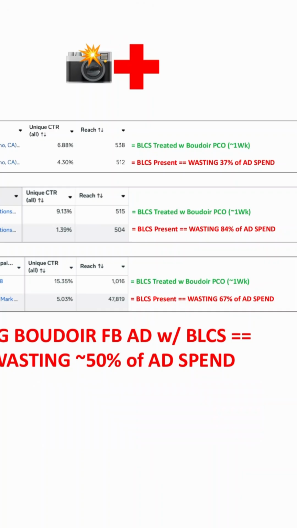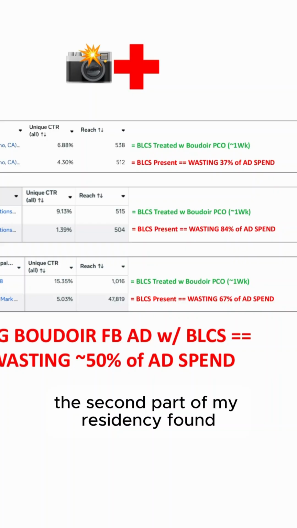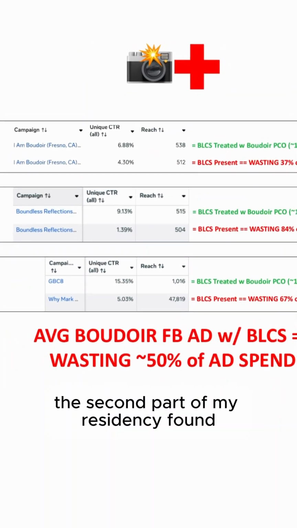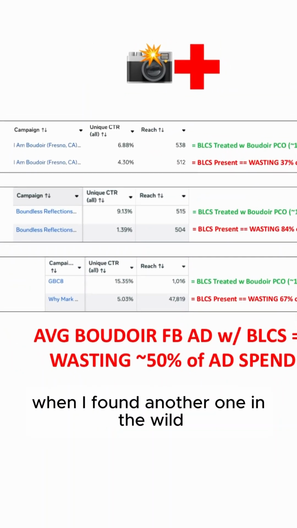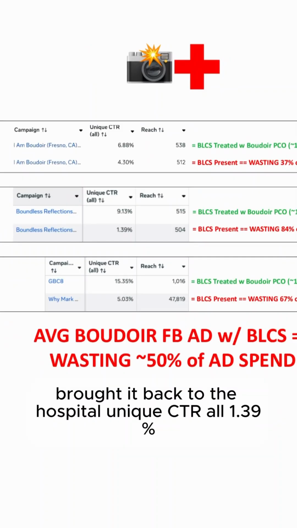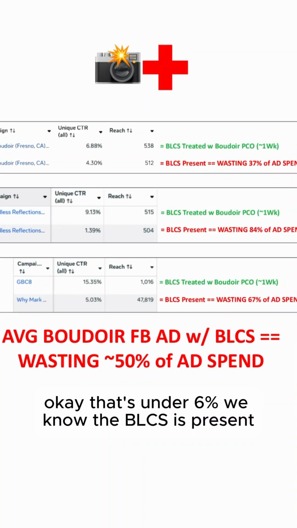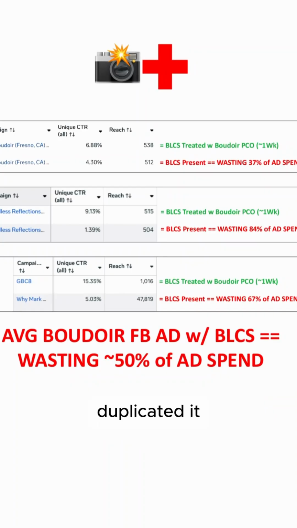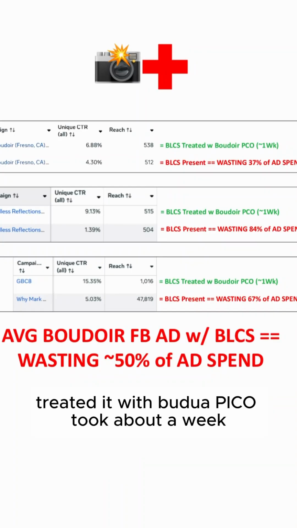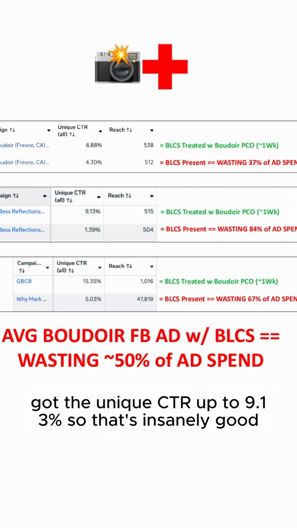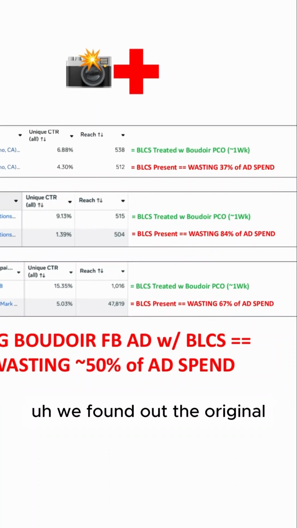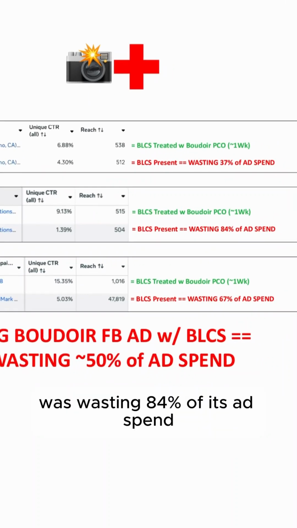Now, the second part of my residency, I found another Boudoir Facebook ad in the wild and brought it back to the hospital. Unique CTR all 1.39%. Okay, that's under 6%. We know that BLCS is present. I duplicated it, treated it with Boudoir Pico, took about a week, and got the unique CTR up to 9.13%. So that's insanely good. We found out the original was wasting 84% of its ad spend.